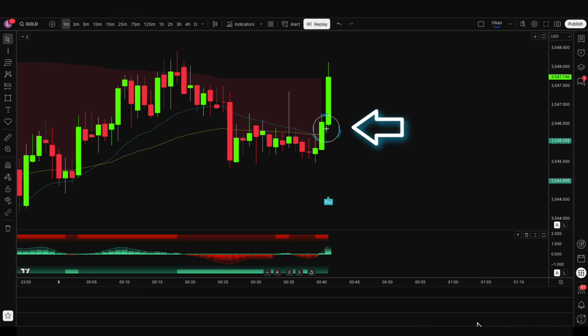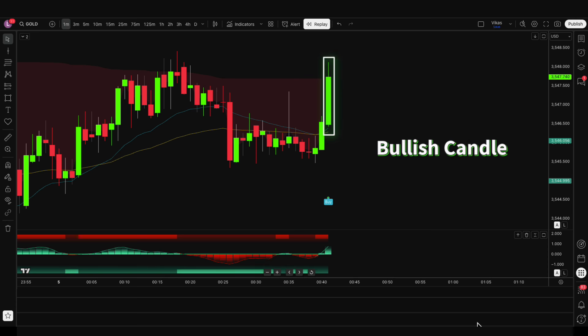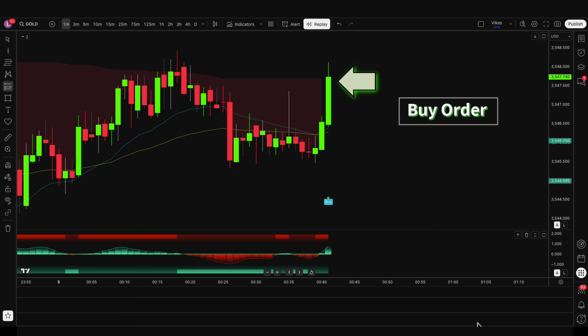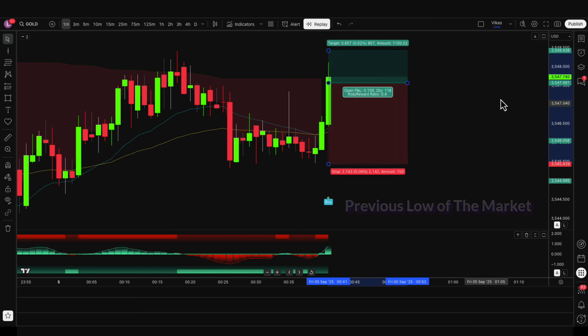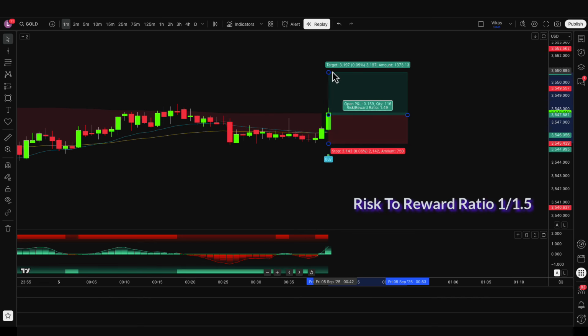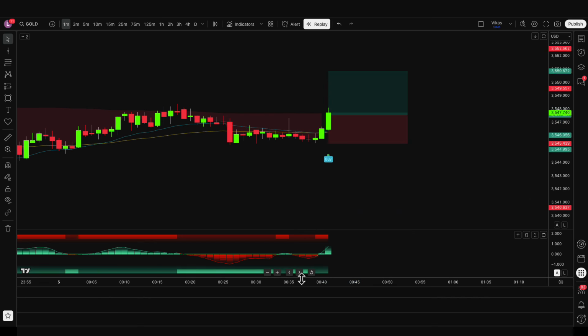Here the turquoise line of the EMA indicator is above the yellow line. Here the efficiency weighted order flow indicator is green color. Here the market has made a bullish candle to give confirmation. So all our conditions are being fulfilled, so we are placing an order to buy. Our stop loss is to be placed at the previous low of the market, and the risk to reward ratio will be 1:1.5.